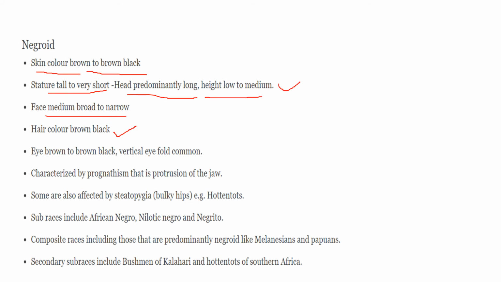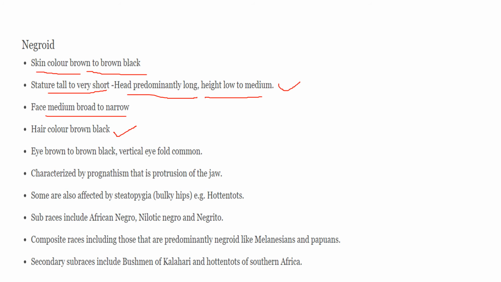Hair color of these Negrito or Negroid people is brown to black, and if we focus on the Negro people, the width of their hair is comparatively very high. You can take the example of Chris Gayle, who is a cricketer of West Indies. He is the best example of Negroid. He represents the Negroid type of race.